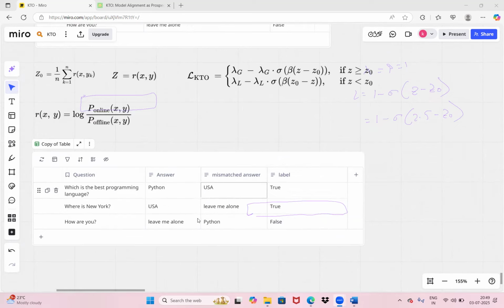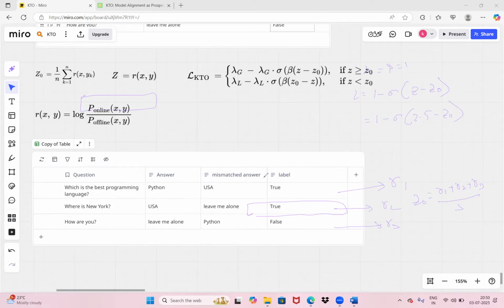So for these mismatched question answer pairs, you calculate rewards for each of them. You calculate reward for this question and mismatched answer, which is R1. You calculate rewards for this question and mismatched answer, which is R2. Likewise, calculate R3. Now I can say that z naught equal to R1 plus R2 plus R3 divided by 3. I can say that this is my biased estimate of my average reward.